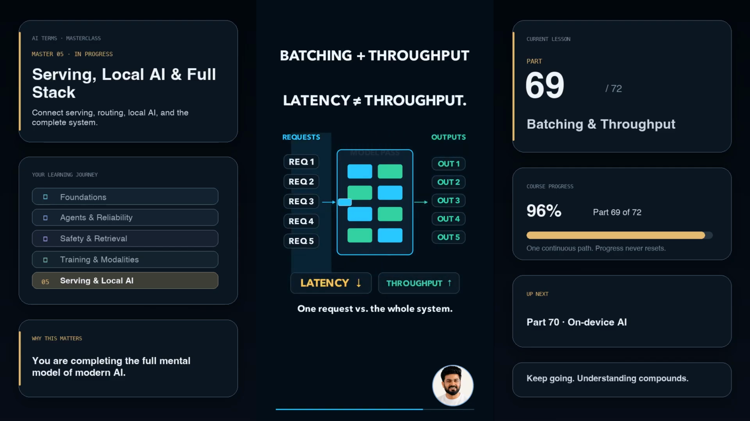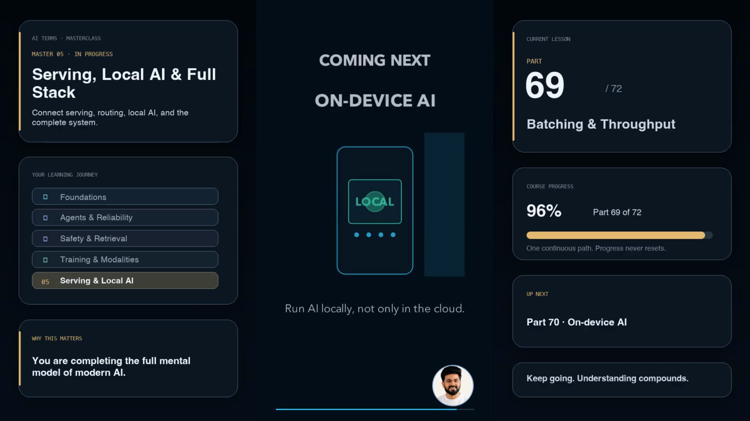So latency measures the delay for one request. Throughput measures the whole system's output. Smart serving balances both, that is batching and throughput. Group work, keep hardware busy, serve more users.